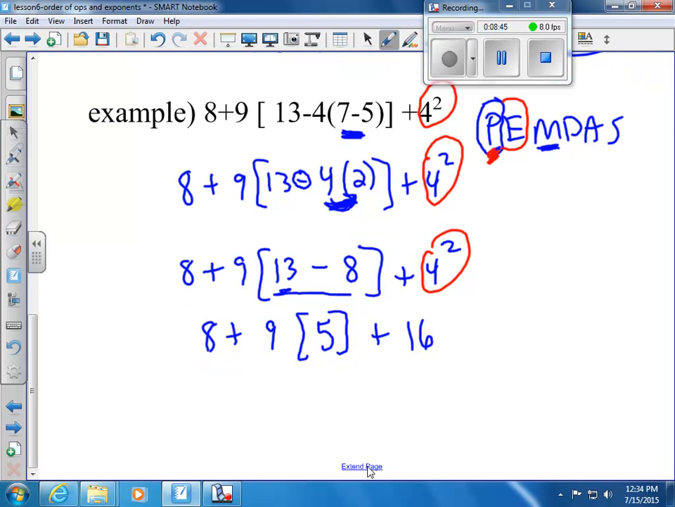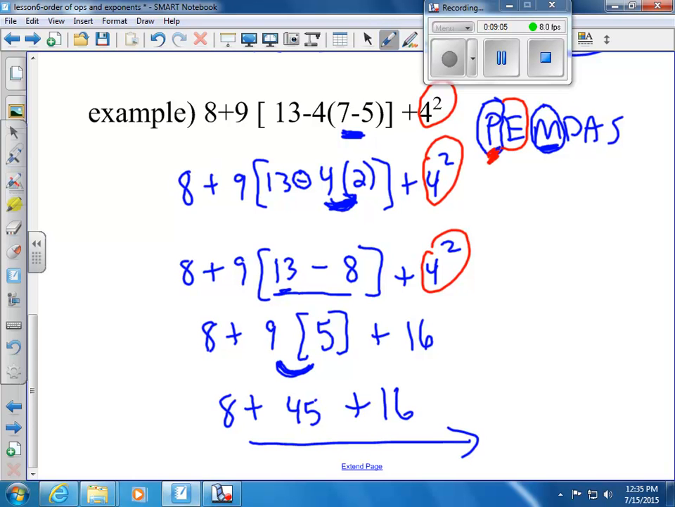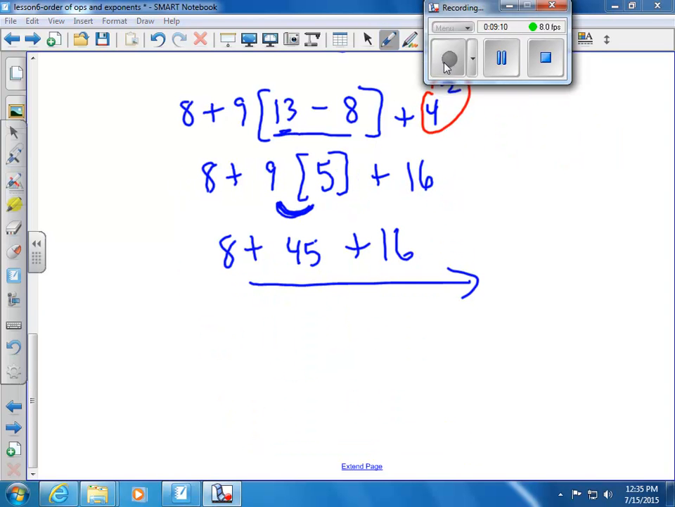All right. And then we still have one set of brackets, but how are 9 and 5 connected with each other? By multiplication. So we can take care of multiplication. 9 times 5 is 45. And now look at that. We have the whole thing boiled down to addition, and we can just move left to right. So, 8 plus 45 is 53. Plus 16 is going to lead us to what? 69.